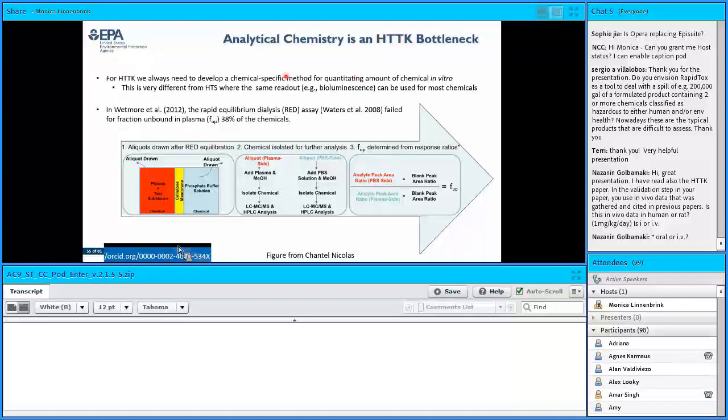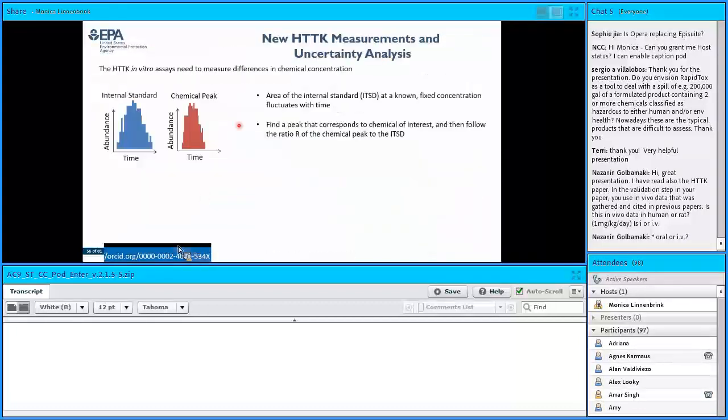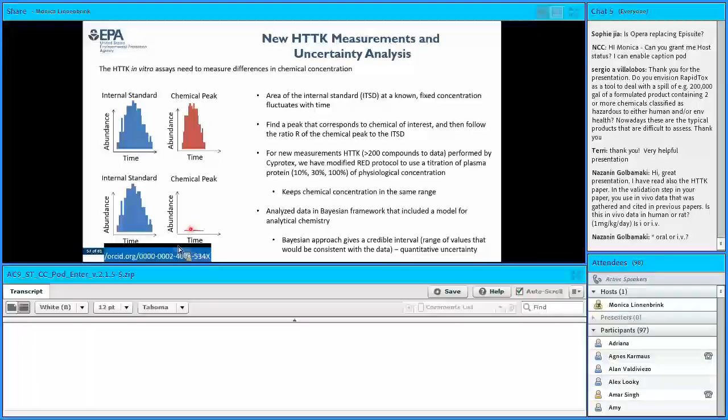And when Barbara Wetmore used this assay in the 2012 paper, this assay failed for 38% of the chemicals. The reason it fails is, let's say all the chemical binds to the plasma, or most of it, and we can't see it over there. And you say, what do you mean you can't see it? Well, this is what a cartoon mass spec peak might look like. You have an internal standard, that's kind of what tells you what 1 part per million is. And then you have the chemical peak, and you do some optimization to find that chemical peak, and you look for it. Well, if all the chemical is bound, you might not see much of a chemical peak.